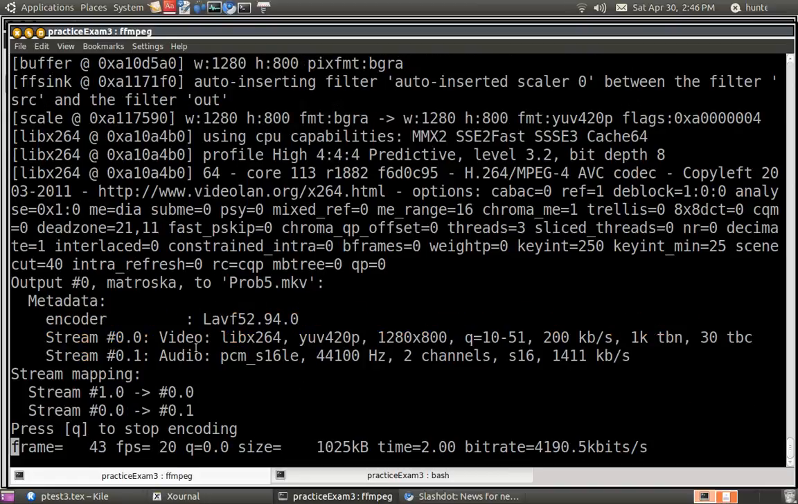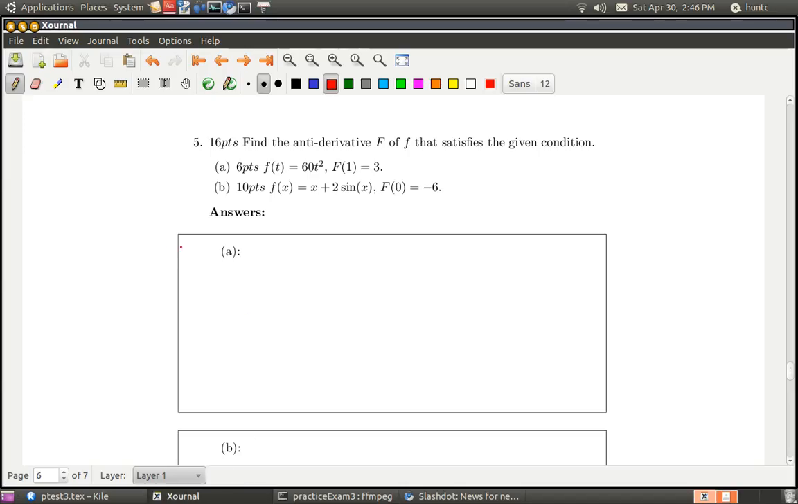Now let's do problem 5 on the practice exam. Okay, so antiderivatives. We haven't done this in class yet, but it'll be next time. So two parts. Just find the antiderivative. Start with A. We ask ourselves, what capital F is it that will have 60t squared as a derivative? You can reason this out in your head.